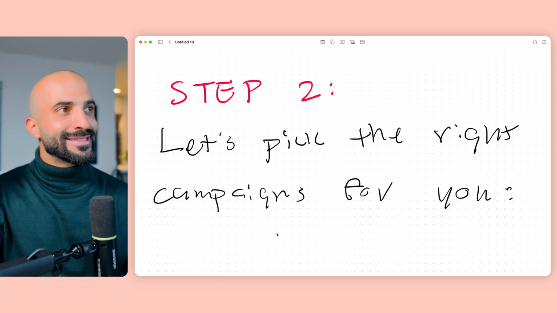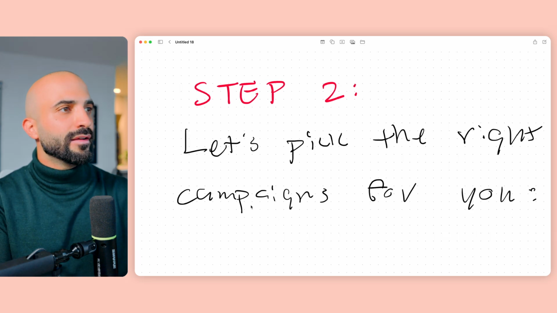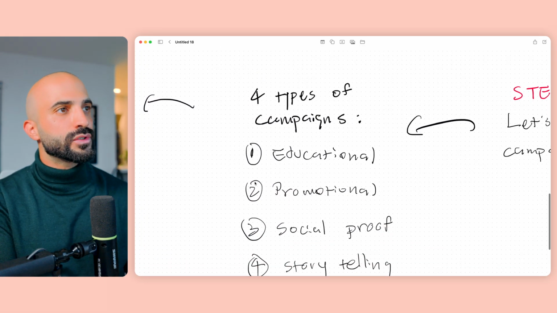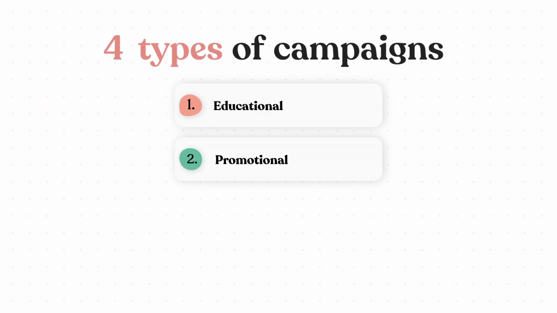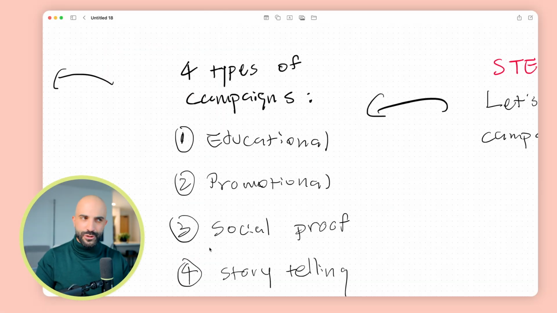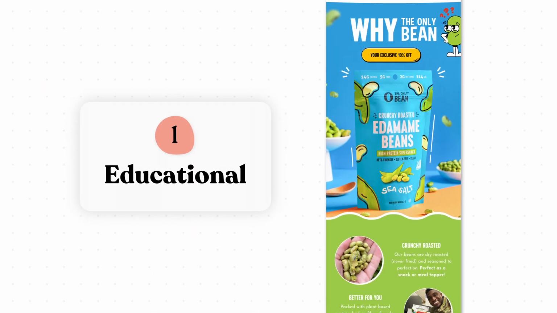So that's why we're moving to step number 2. Let's pick the right campaigns for your e-commerce store. For that, you need to understand what types of campaigns we have so we can pick the right one for your store. First things first, you should know that we have 4 types of campaigns. The first one, educational. Second one, promotional. Third, social proof. And 4, storytelling. Educational and storytelling kind of sound the same, but educational is more, let's say I have a product, it has a special ingredient, like our secret sauce.